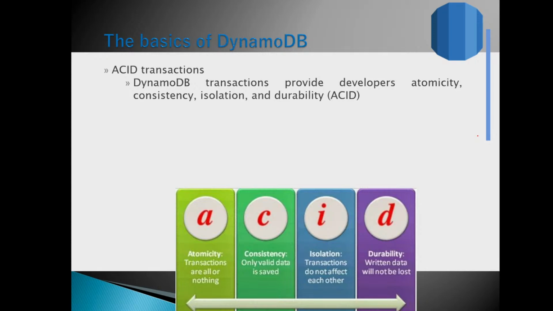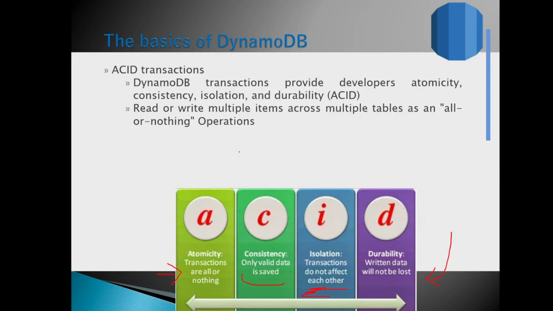What is the full form of ACID? Atomicity, consistency, isolation, durability. So atomicity means a transaction is all or nothing. Consistency, only valid transactions are saved. Isolation, transactions do not affect each other. Durability, writes are not lost. So read and write multiple items across multiple tables as an all or nothing operation. ठीक है, मैं राइट कर रहा हूँ और अपडेट कर रहा हूँ मल्टीपल टेबल्स को एट द सेम टाइम, या तो सारे एक साथ राइट हो या एक भी राइट नहीं हो.